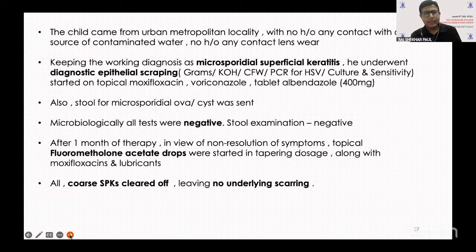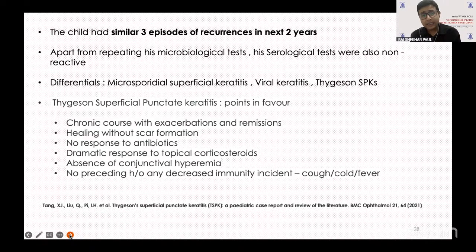Keeping the working diagnosis as microsporidial superficial keratitis, we did a diagnostic epithelial scraping. All microbiological tests were negative. Then at one month of follow-up, we gave fluorometholone acetate drops because of non-resolution of symptoms, and the coarse SPKs cleared off, leaving no underlying scarring. The child had 3 similar episodes of recurrence in 2 years.